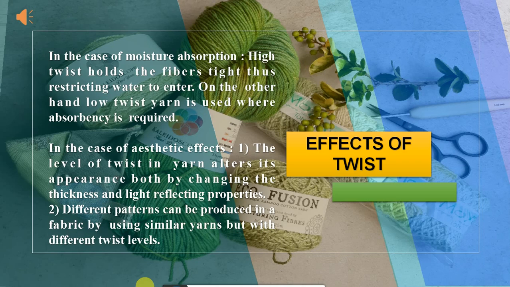In the case of aesthetic effects, 1. The level of twist in yarn alters its appearance both by changing the thickness and light reflecting properties. 2. Different patterns can be produced in a fabric by using similar yarns but with different twist levels.